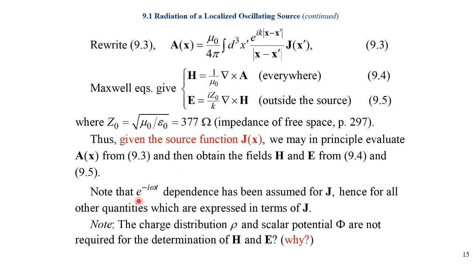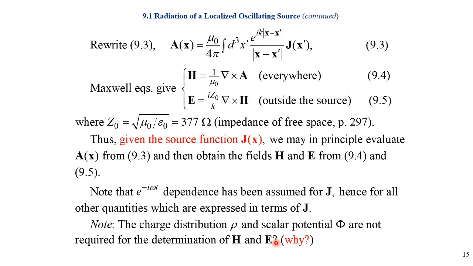Note that we have an exponential minus i omega t dependence assumed for J. J is the current source. Hence, all other quantities are expressed in terms of J only. The charge distribution rho and the scalar potential phi are not required to determine H and E. Interesting, right? Very interesting, because all we need is J.